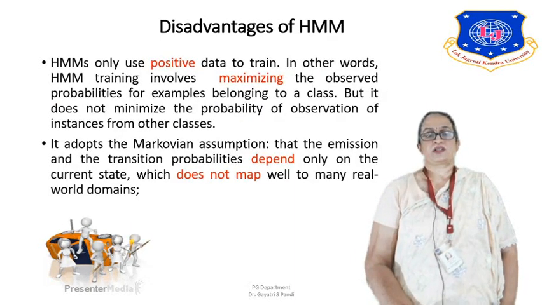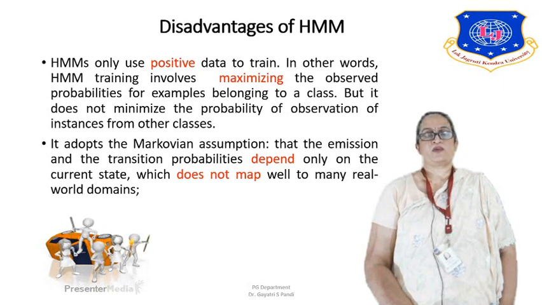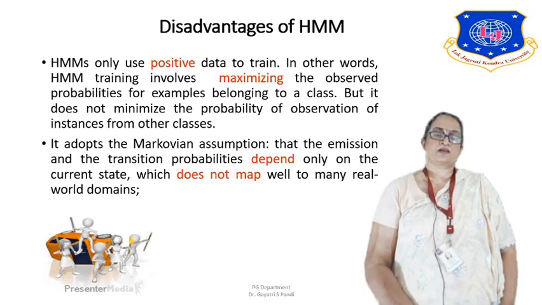HMMs only use positive data to train. In other words, HMM training involves maximizing the observed probabilities, for example, of instances belonging to a specific class, but it does not minimize the probability of observation of instances from other classes. It adopts the Markov chain assumption, the Markovian assumption, that the emission and the transition probabilities depend only on the current state. As we observe, the current state emits an observation. So this does not map well to many real world domains.